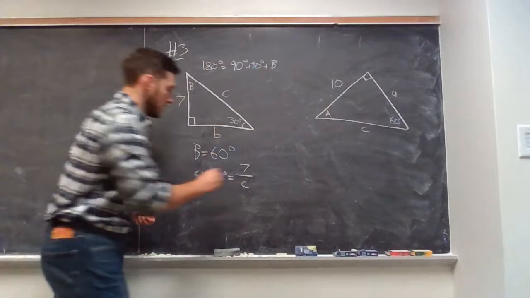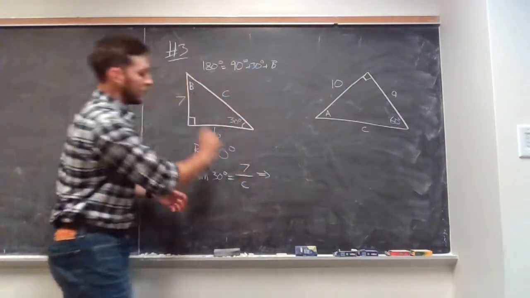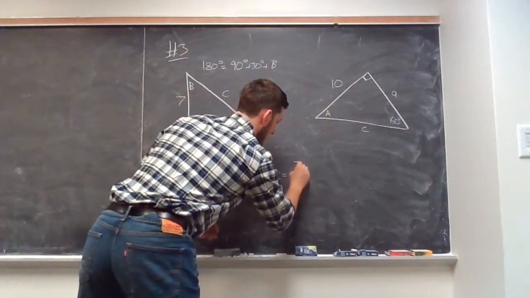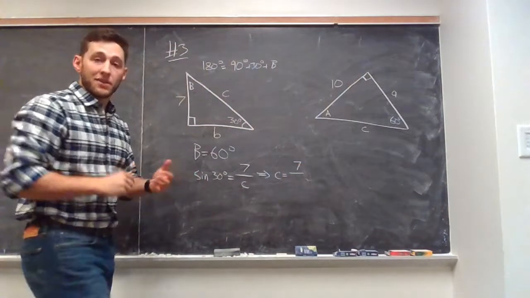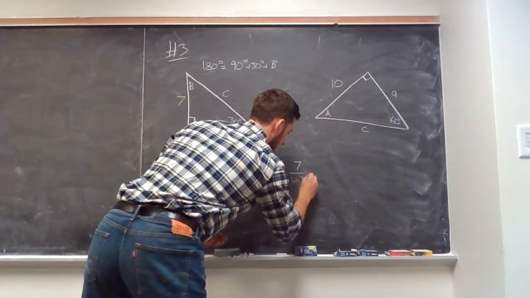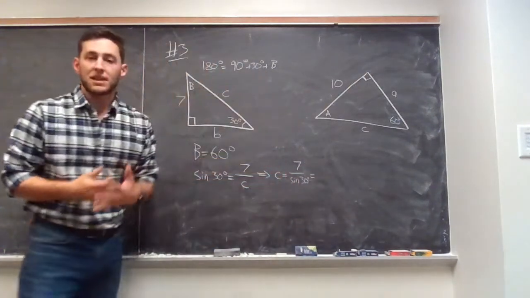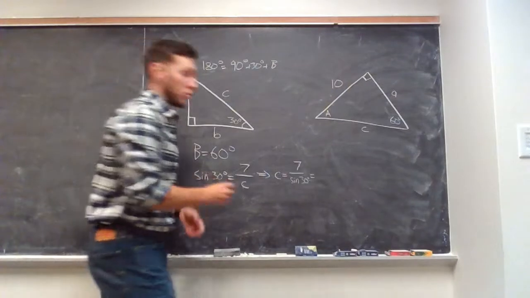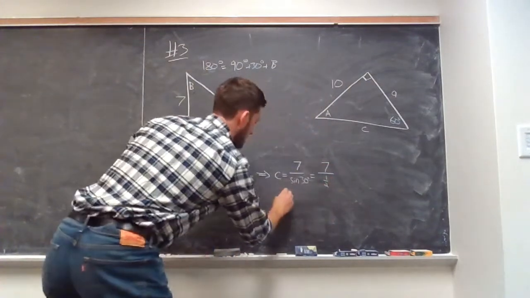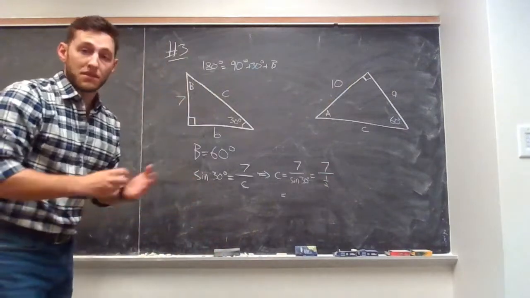Well, this tells me right here that if I multiply up by C and divide over, that C better equal 7 divided by whatever sine of 30 degrees is, which, since that's such a nice angle, turns out to be 1/2. So 7 over 1/2. So ultimately, C equals 14.